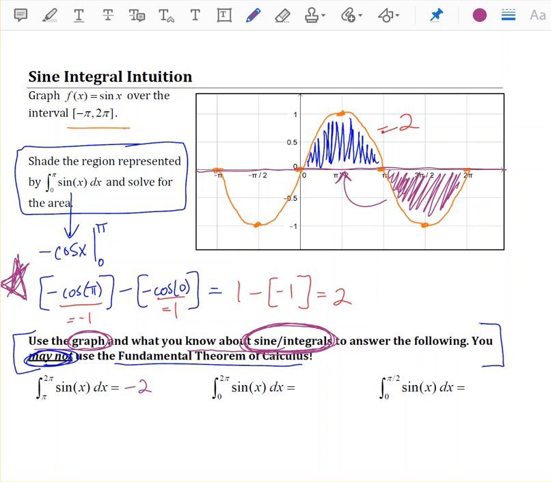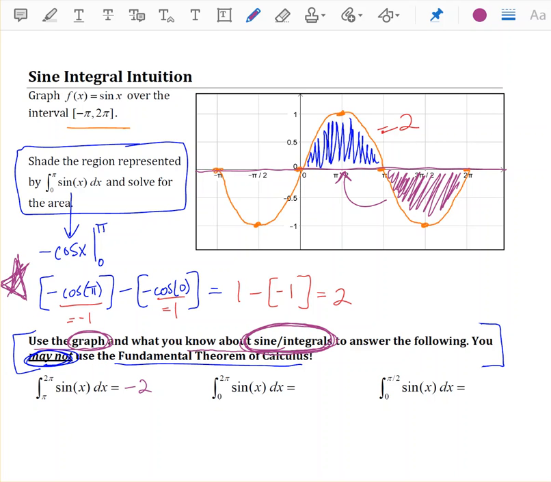We did not need to do the antiderivative of sine. We did not need to plug in 2 pi. We did not need to plug in pi. We calculated the area just by reading the graph. If you were to do the fundamental theorem of calculus, you would get the same result. And if you want to go check to make sure, check and make sure.